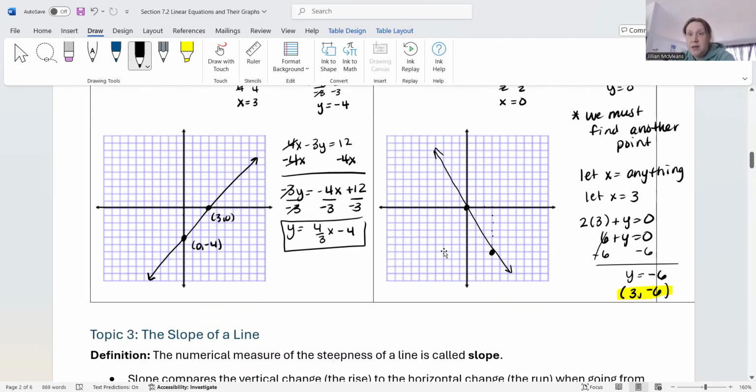Okay? So in the next video, we'll talk about the slope of a line.